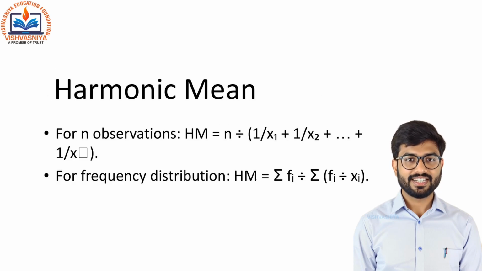Third is the harmonic mean. It is defined as the number of observations divided by the sum of reciprocals of the observations. For a frequency distribution, harmonic mean equals sum of frequencies divided by sum of frequency divided by value.